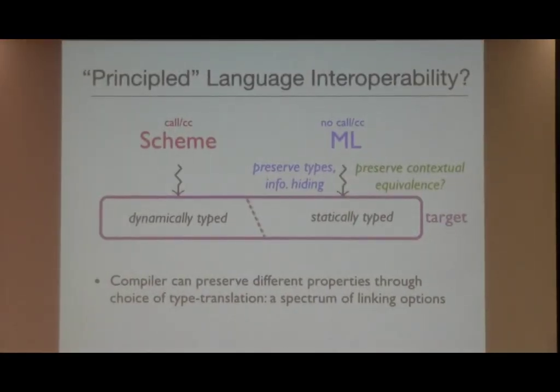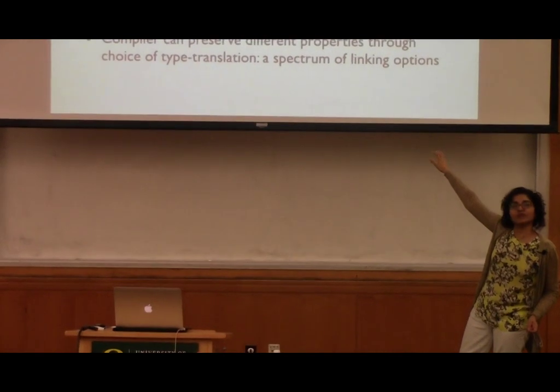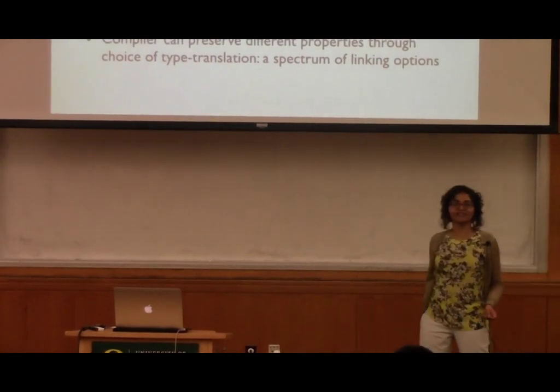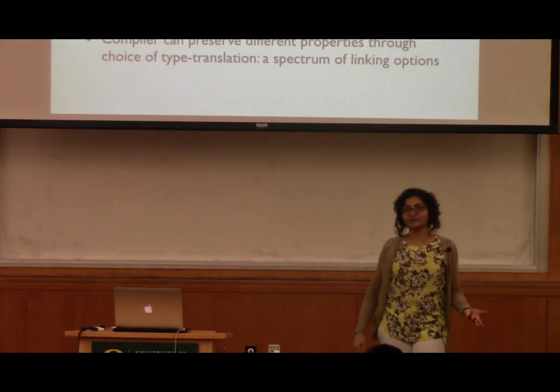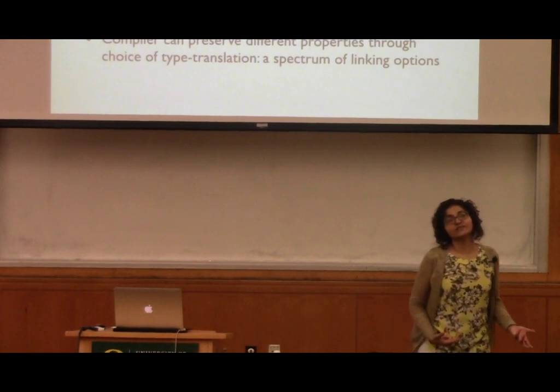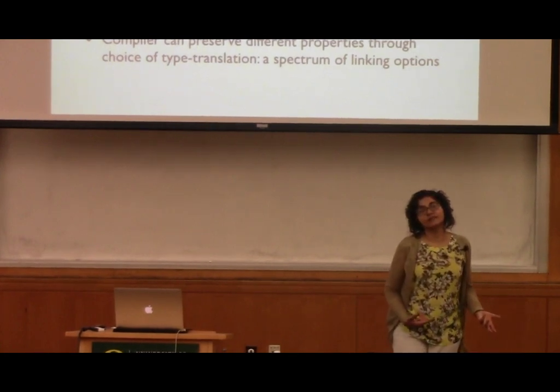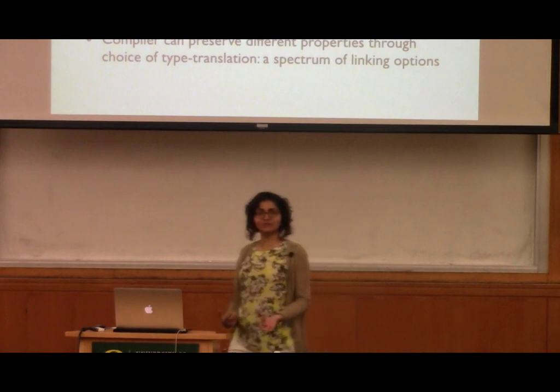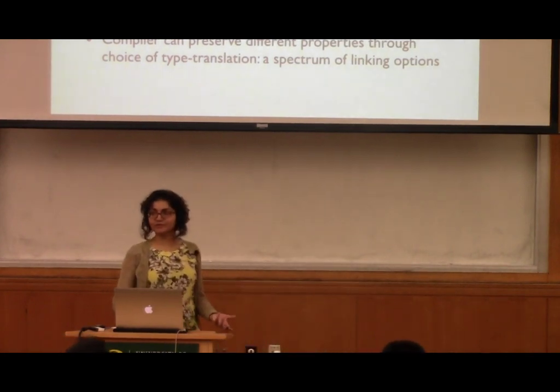But a key thing here is at least you can tweak the knob. You, the compiler writer, when you decide what your type translation is, I'm imagining that you're compiling from a typed high-level language into some sort of richly typed target language. You can design your type translations to rule out certain linking, depending on what, that's the question. How do you, the compiler writer, decide which one to pick? Should I be preserving contextual equivalence? As in, should I allow linking with code that is expressible in my source or not? And who is the compiler writer to decide? What about the programmer? Doesn't this seem like a programmer-specific decision?